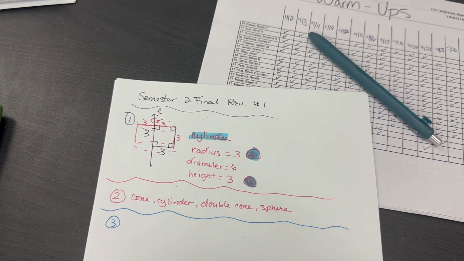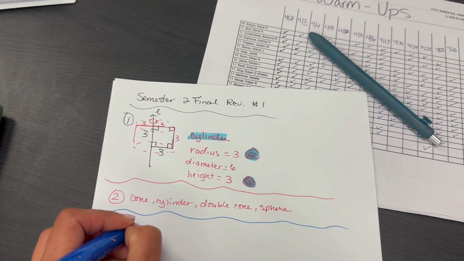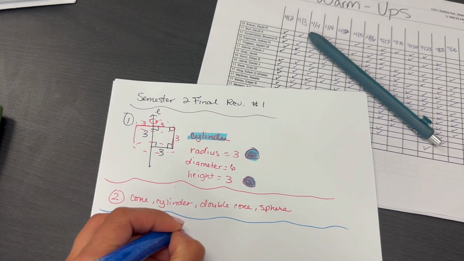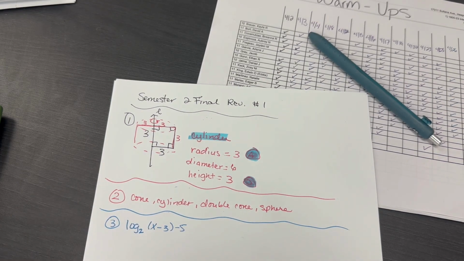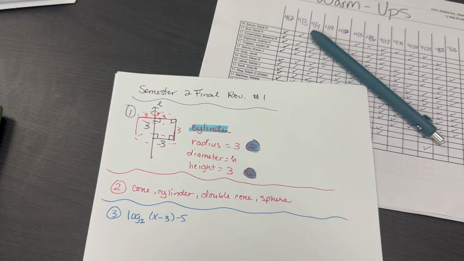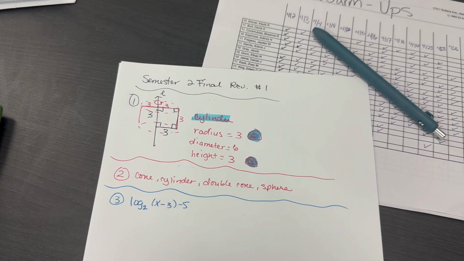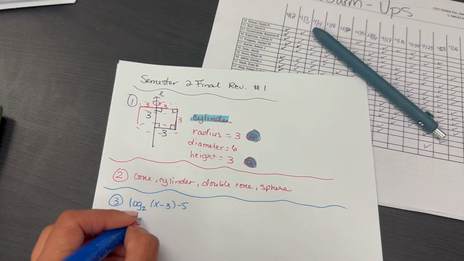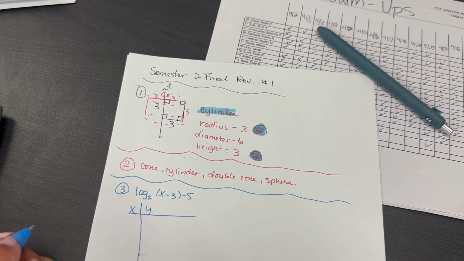Number 3, the log one. A lot of you guys were asking me about this one today. So it's log base 2 of x minus 3, minus 5, and we need to identify all the following points that would fall on its graph. So in Edulastic, it gave us A, B, C, D, E, and F, and they're all coordinates. And what we need to do is take the x values of each of these coordinates and test them out.